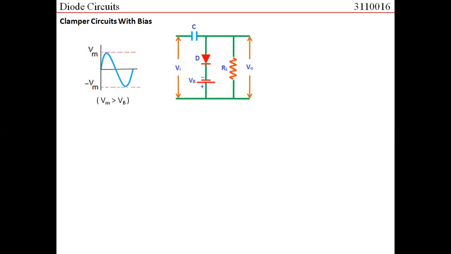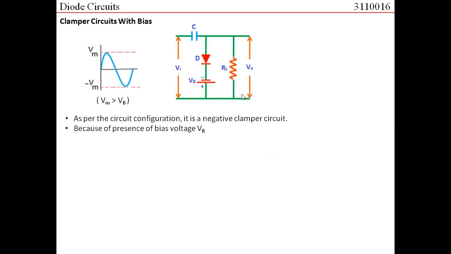I'm sure you would have been able to get some insight into this, right? Let us try to summarize this. The circuit configuration is basically that of a negative clamper circuit. Because of the presence of Vb, what are the changes that we expect? The change that we expect is that now the capacitor would not charge to Vm, but because of this polarity, it would be Vm plus Vb.